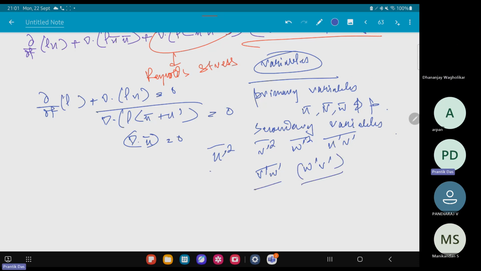So how many variables are there? 6 under secondary. Total, how many is it? Total there will be 10. 10 variables are there.